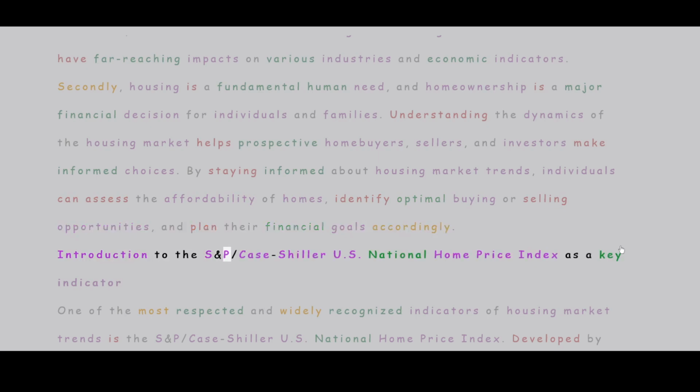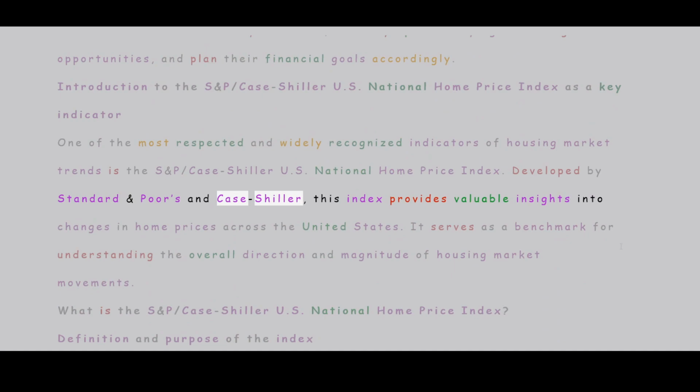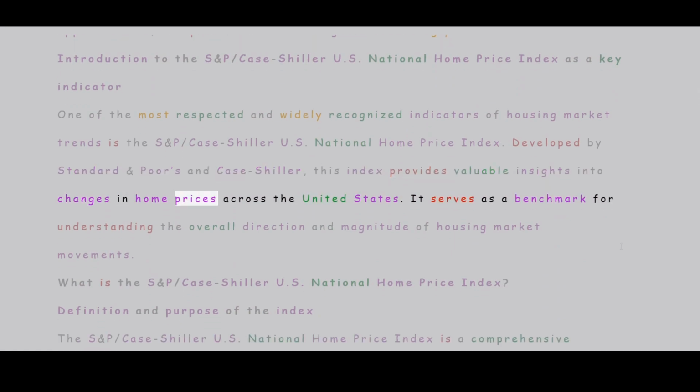Introduction to the S&P/Case-Shiller U.S. National Home Price Index as a key indicator. One of the most respected and widely recognized indicators of housing market trends is the S&P/Case-Shiller U.S. National Home Price Index. Developed by Standard & Poor's and Case-Shiller, this index provides valuable insights into changes in home prices across the United States. It serves as a benchmark for understanding the overall direction and magnitude of housing market movements.